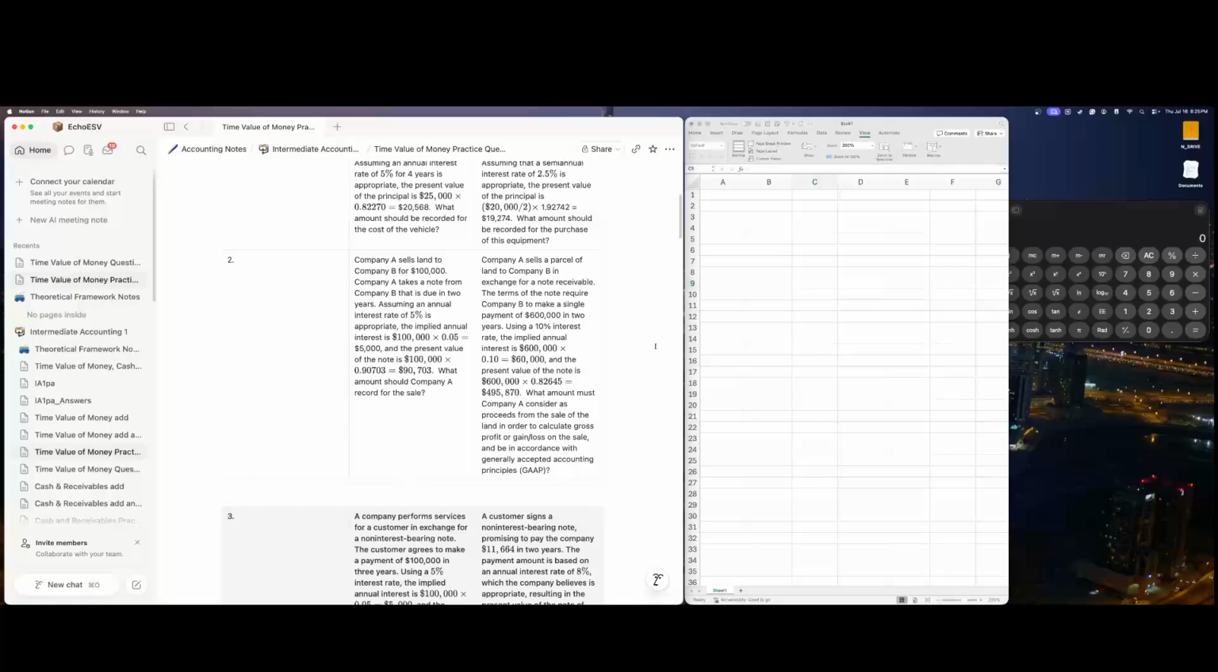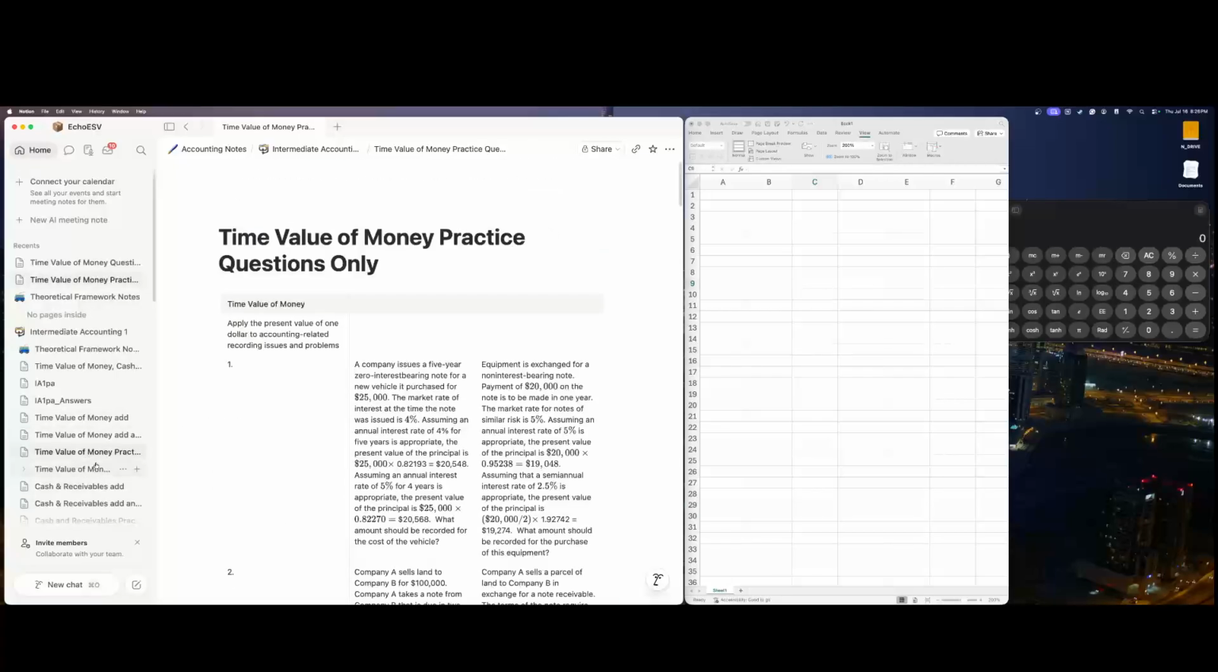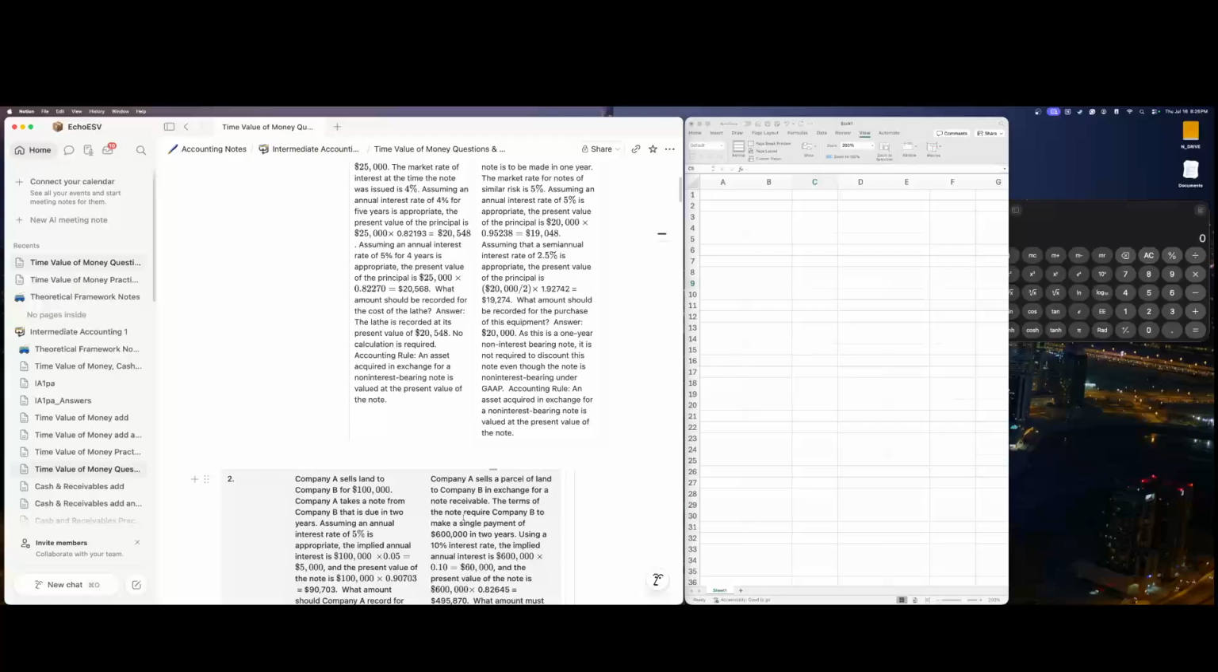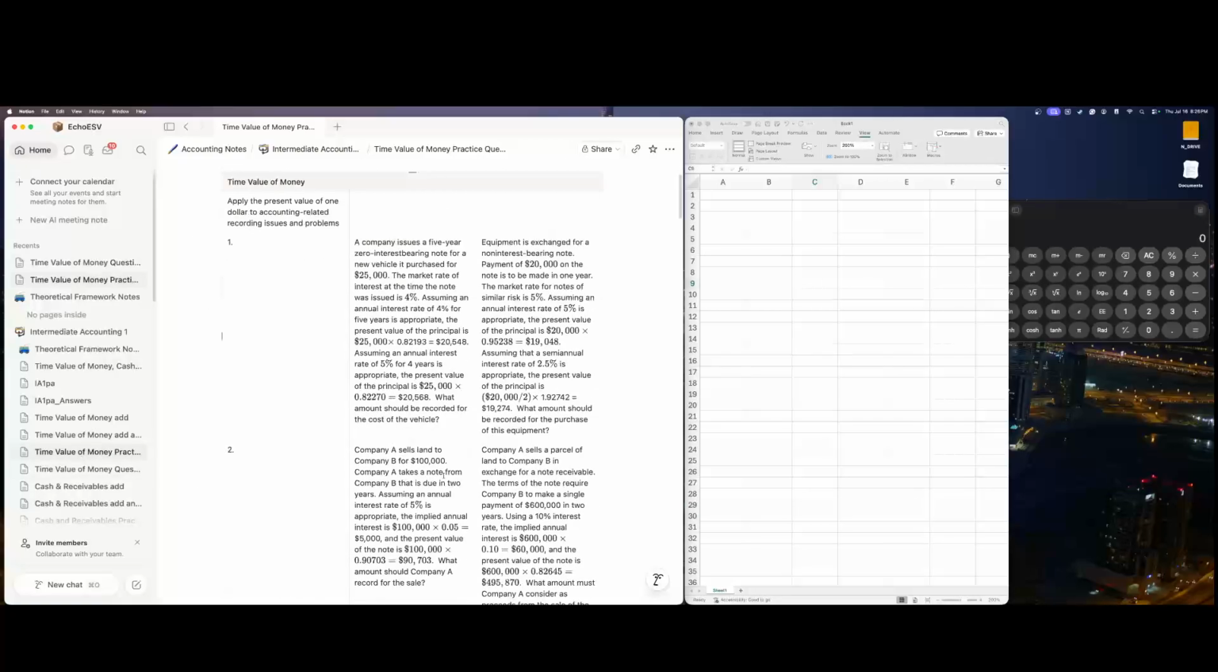Company A sells a parcel of land to Company B in exchange for a note. The term of the note requires Company B to make a single payment of $600,000 in 2 years using a 10% interest rate. The implied annual interest is 600,000 times 10%, 60,000, and the present value of the note. What amount should Company A consider as proceeds? So they're going to probably consider the present value of the note itself. Okay.